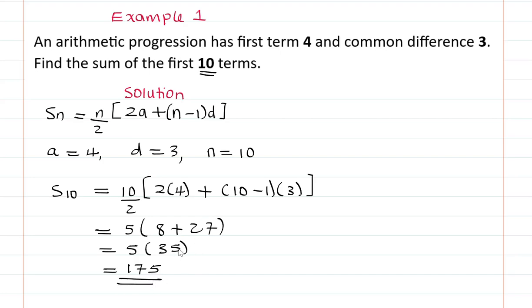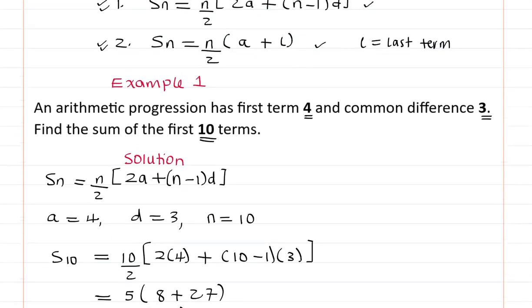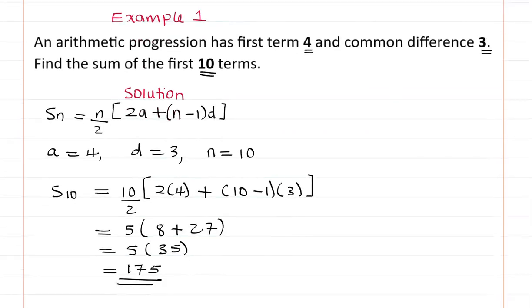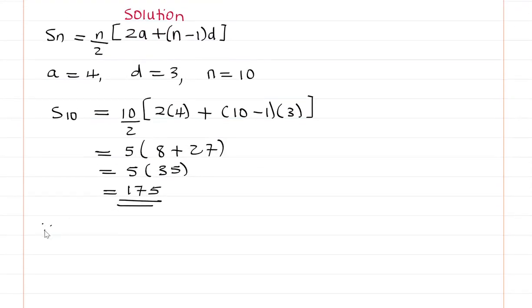So the sum of the first 10 terms of this AP, defined by the first term 4 and a common difference 3, is 175. That is the answer for example 1. So you just say, therefore, the sum of the first 10 terms equals 175. So this is the answer.